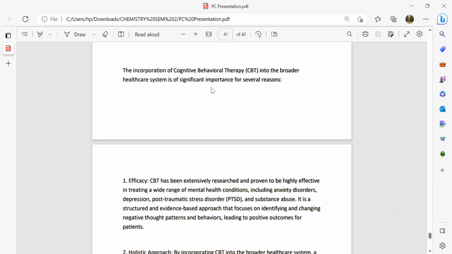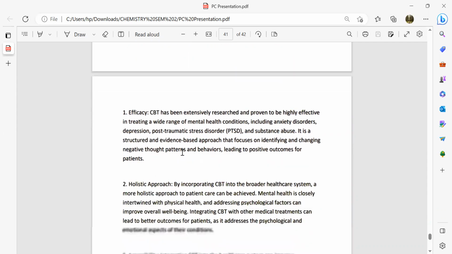The incorporation of CBT into the broader healthcare system is of significant importance for several reasons. Efficacy. CBT has been extensively researched and proven to be highly effective in treating a wide range of conditions, including anxiety disorder, depression, demotivation, low confidence, low self-esteem, etc.